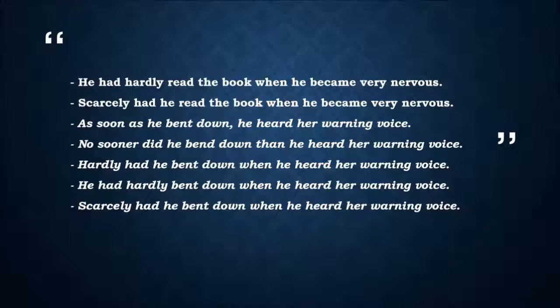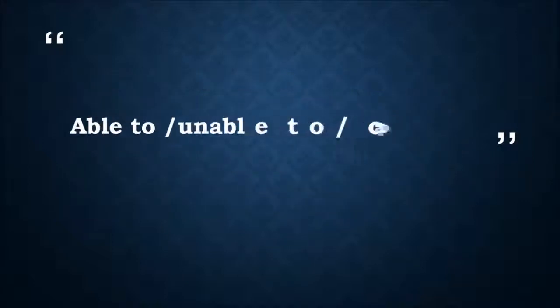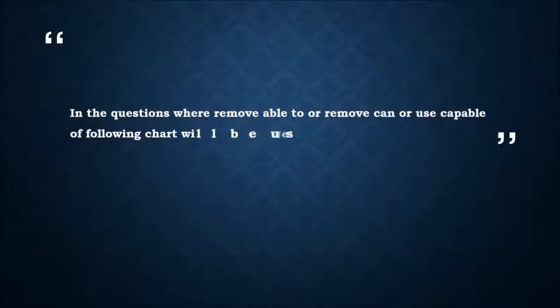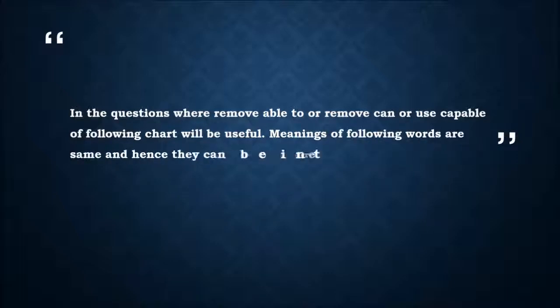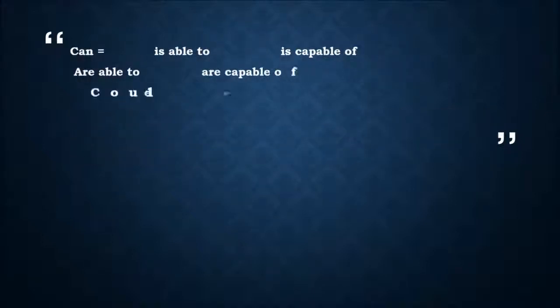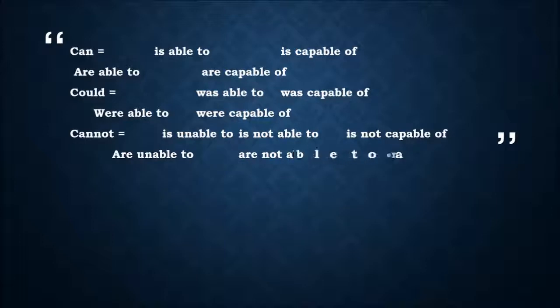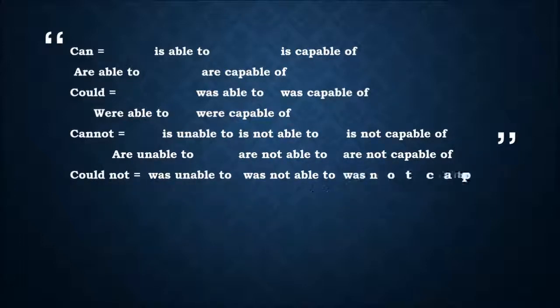Able to / unable to / capable of. In fill-in-the-blank questions, where you remove "able to", or remove "can", or use "capable of", the following chart will be useful. The meanings of the following words are the same and hence they can be interchanged. Can equals is able to, is capable of, are able to, are capable of. Could equals was able to, was capable of, were able to, were capable of. Cannot equals is unable to, is not capable of, are unable to, are not capable of. Could not equals was unable to, was not capable of, were unable to, were not capable of. It is / was possible for equals can, and can also be used in place of can or could.